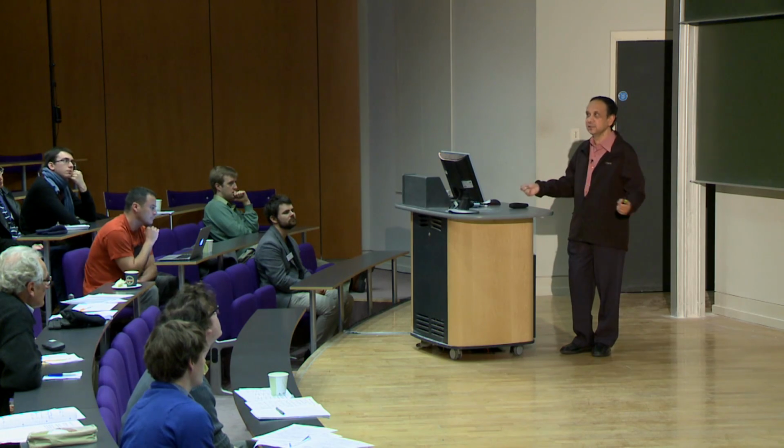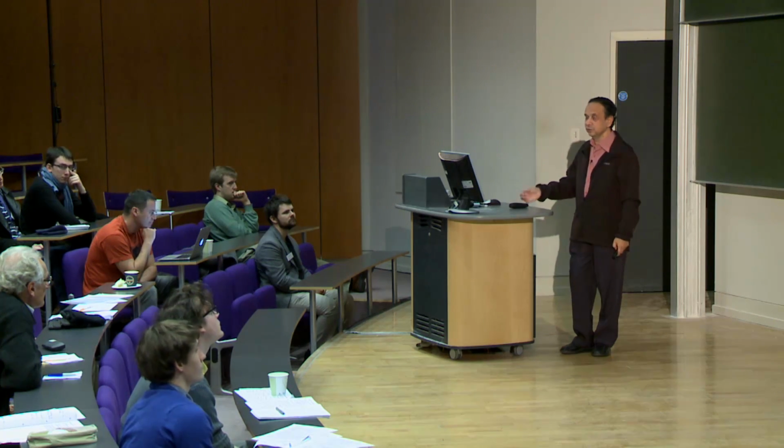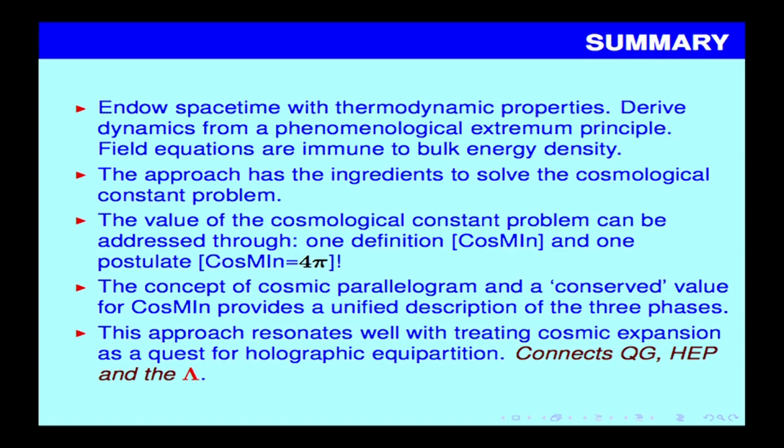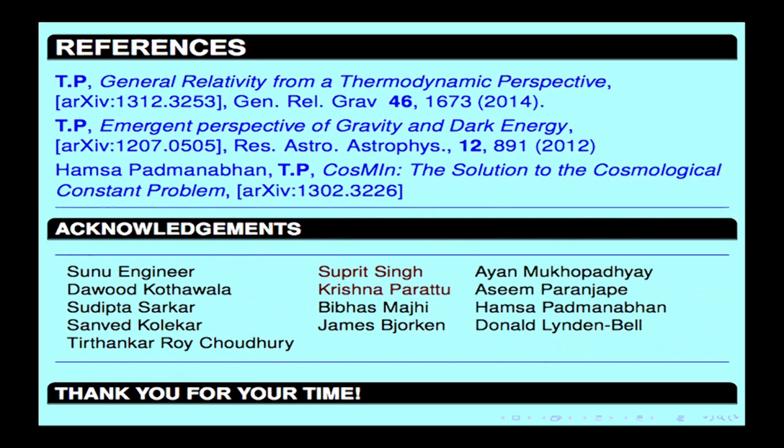It is like if you have a dynamical system and you calculate kinetic energy plus potential energy at one time and kinetic energy plus potential energy at another time, they are linked to each other because the energy is conserved. So, these things can be individually varying, but there is a conserved description. And as I said, it resonates very well with the idea that the expansion itself should be thought of as some kind of a quest for holographic equipartition, and it connects quantum gravity, high energy physics, and the cosmological constant, which was of course the original motivation for the whole thing. Thank you very much.